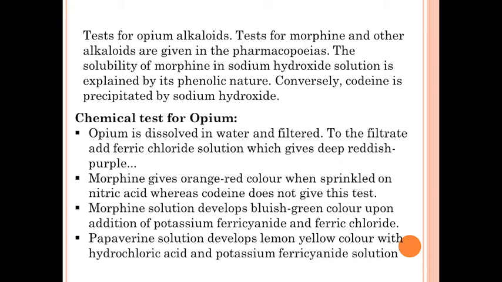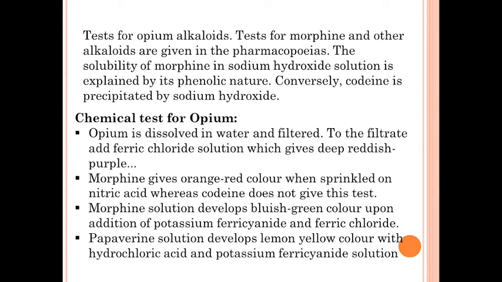How much solubility there is depends upon the phenolic nature of morphine. According to how much phenolic nature there is, so is its solubility in sodium hydroxide solution. Now, chemical test for opium. Opium is dissolved in water and filtered. To that filtrate, ferric chloride solution is added, and that will produce a deep reddish purple color. That is the identification test for opium.